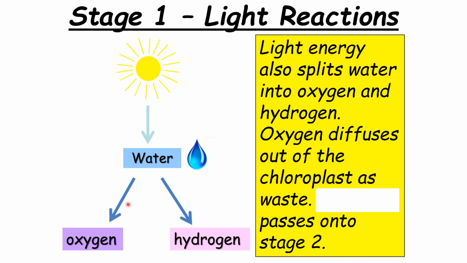And this is just a waste product for them. So if you've got underwater plants, you'll see oxygen bubbles coming off the leaves. This is just waste. And that waste product that's been put into the atmosphere has allowed us to evolve. So think about that as well. Oxygen's waste for them, but totally essential for us. And from these, oxygen is waste, hydrogen isn't, so hydrogen goes on to stage 2.